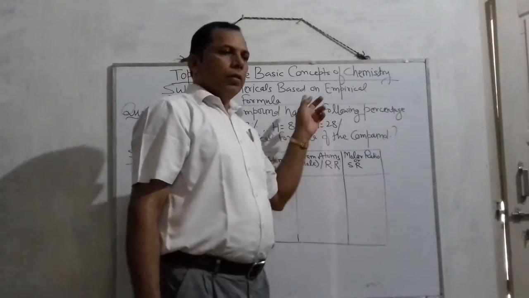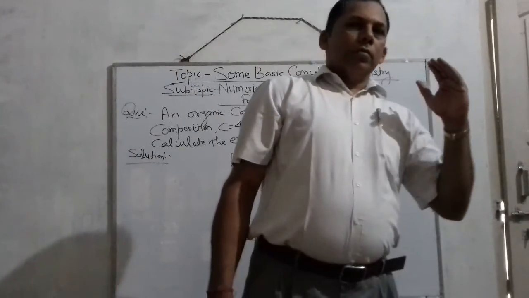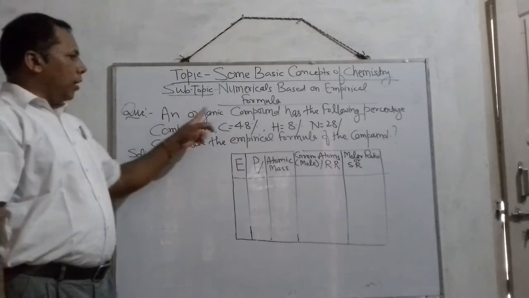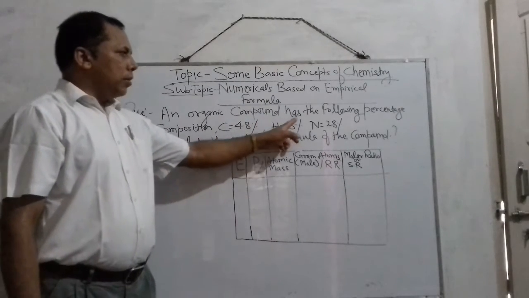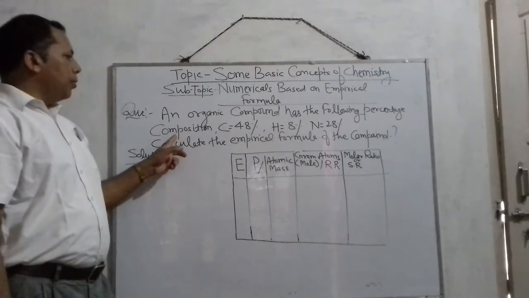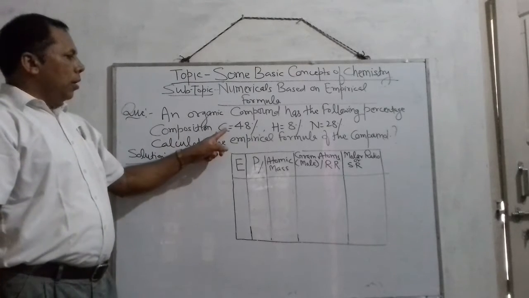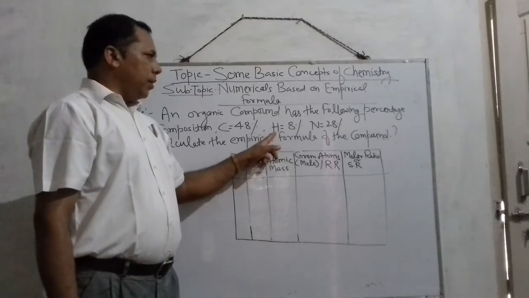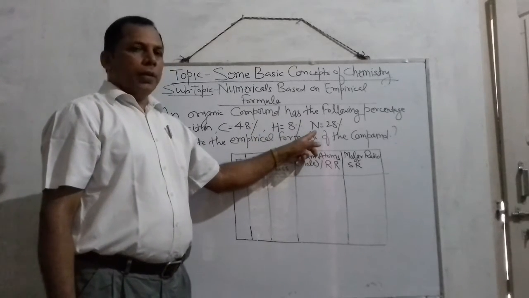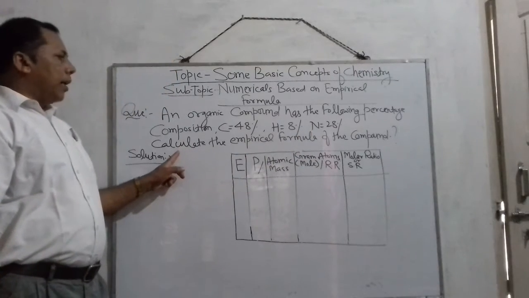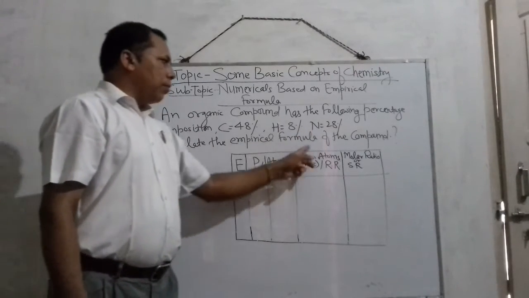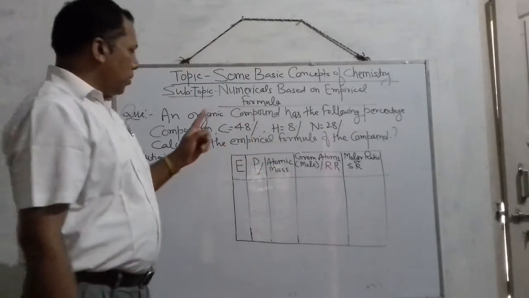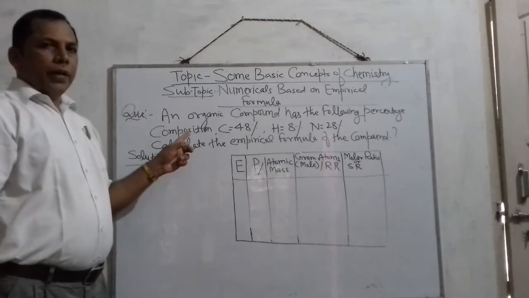Okay, students? And the question is: an organic compound has the following percentage composition, in which the percentage of carbon is 48%, hydrogen is 8%, and nitrogen is 28%. Then calculate the empirical formula of the compound. So, how will it be calculated?